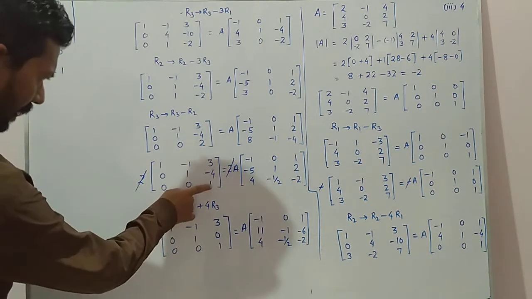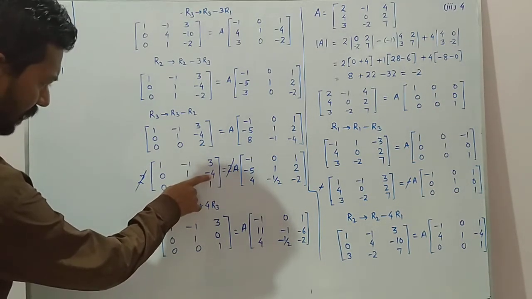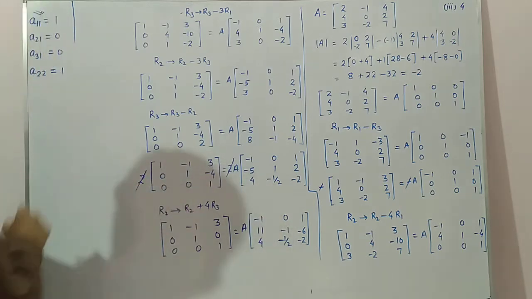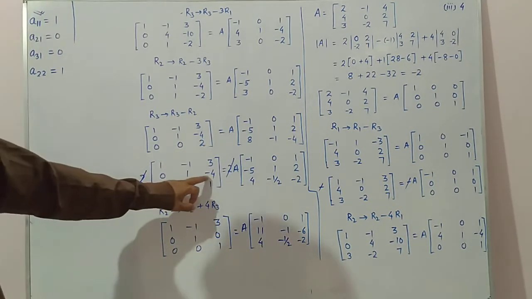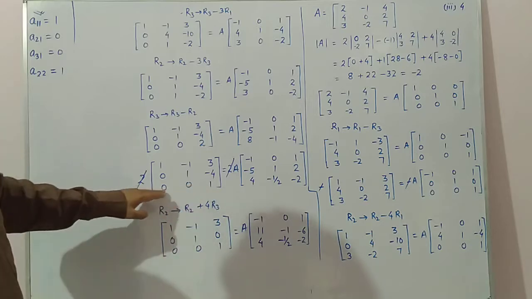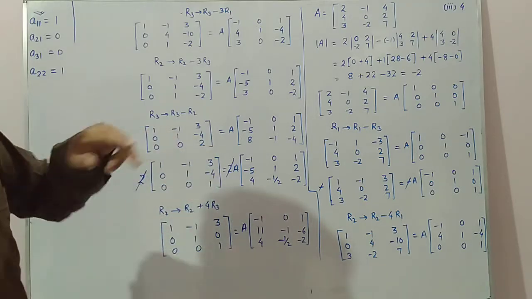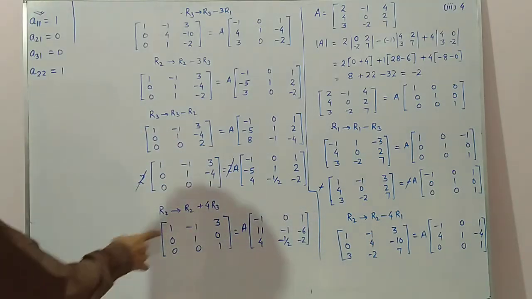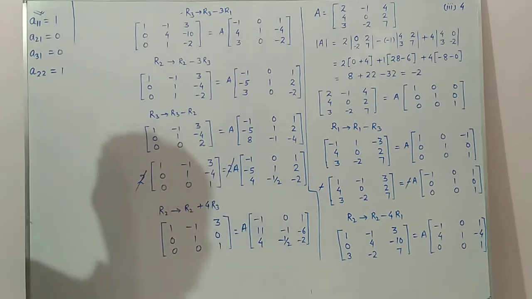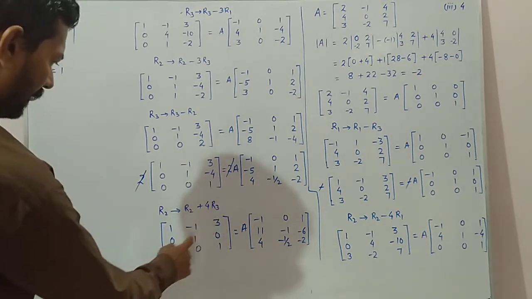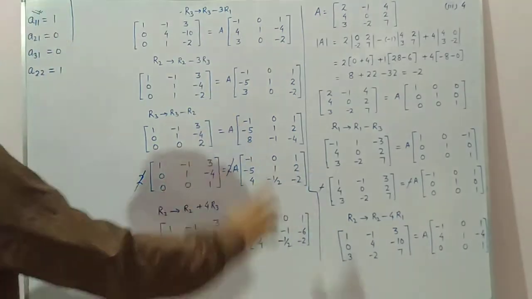So here R2 changes to R2 plus 4 R3. See here, this one is minus 4, and if you multiply the third row by 4 and add it, you will get 0 here. So R2 changes to R2 plus 4 R3. As such, you are getting 1 minus 1 3, 0 1 0, 0 0 1.